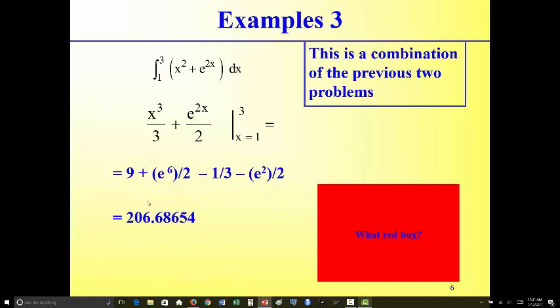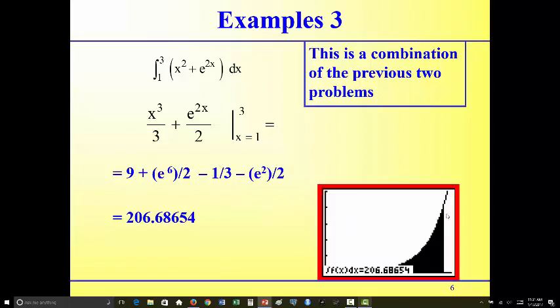All right, you can use your calculator for a lot of these as necessary, or you will need to use your calculator. Obviously, you can't do this in your head real quickly. And you can see the integral here. We have the graph of it from 1 to 3, and indeed that is the area under the curve.